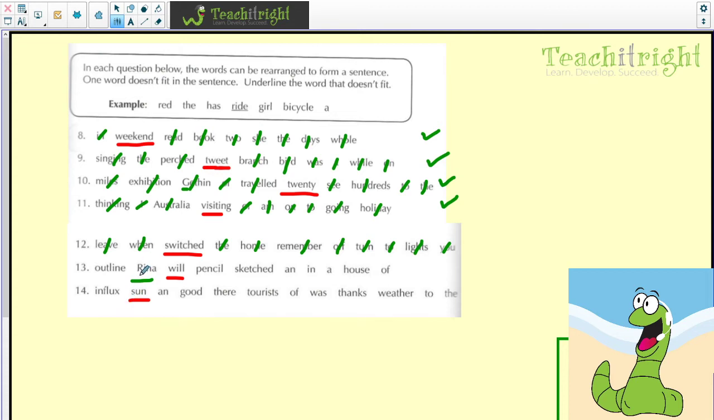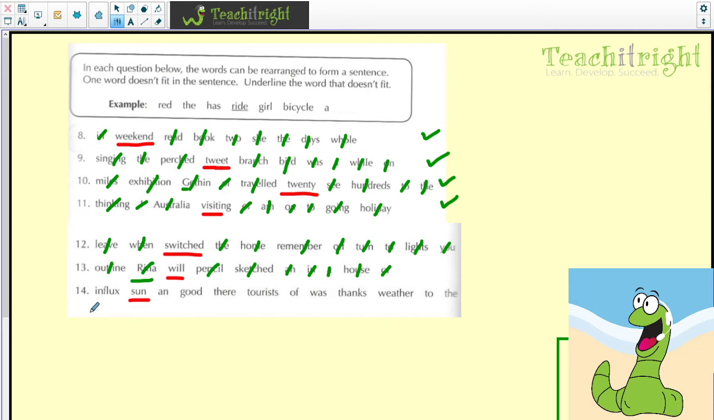Question 13. We've got a name there, another proper noun. So again, that could be the word to start with. So Raina sketched an outline of a house in pencil. So "will" was the word we didn't need there.